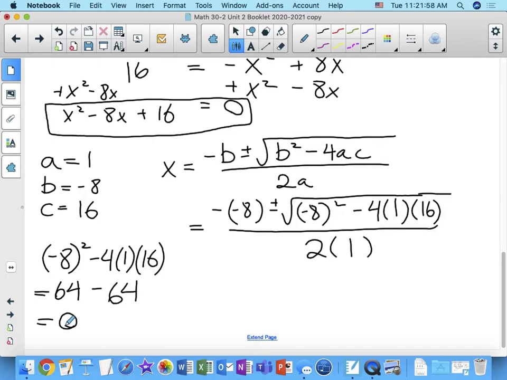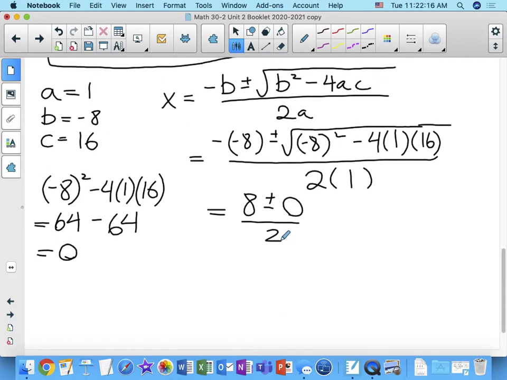Okay, so what we're going to end up with is negative 8, which is just 8, plus or minus 0 over 2, because the square root of 0 is just 0. That means we only have one answer here, which is 8 over 2. How much is 8 over 2? X equals 4.